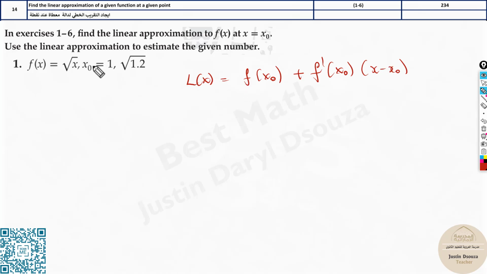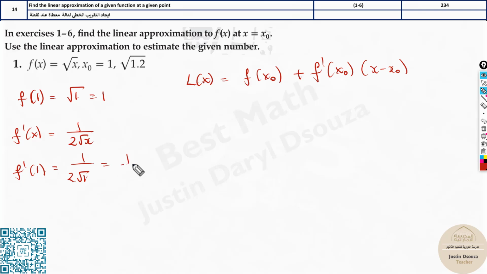First, you need to know what the x naught value is. Over here it is given as 1. So we need to find f of 1, because f of x naught is f of 1. What is f of 1? Square root of 1, that is 1 itself. Now we need to find the derivative. The function is root x, so what is the derivative? 1 by 2 root x. Now substitute the value of x naught. x naught is 1, isn't it? So it will be 1 by 2 square root 1, so it will be half, because the square root of 1 is 1 itself, and 1 by 2 remains.